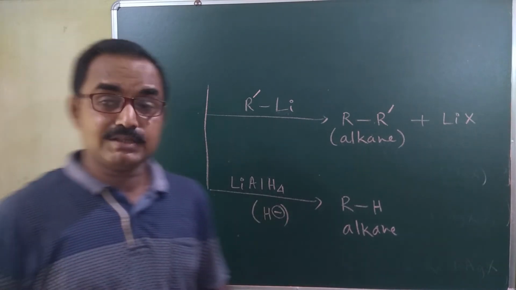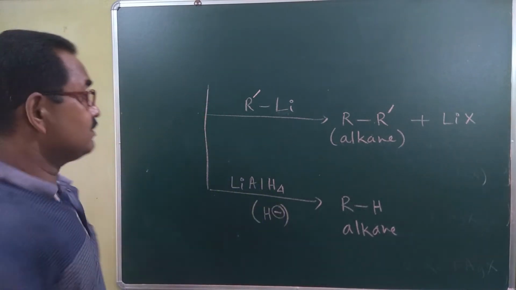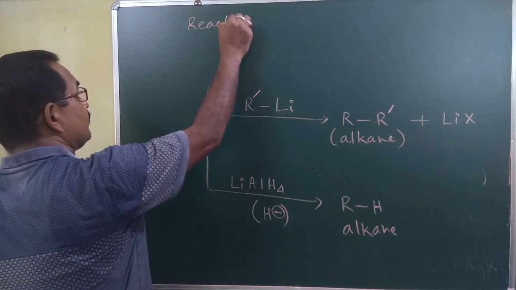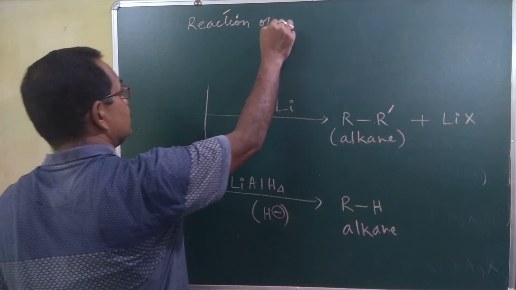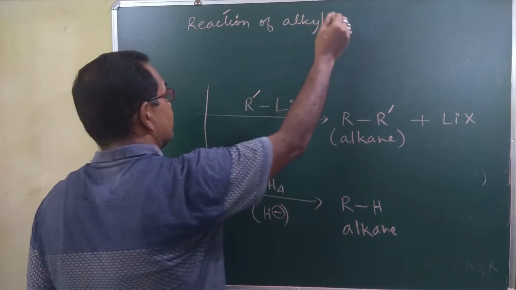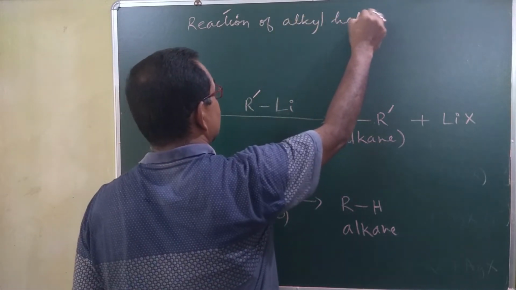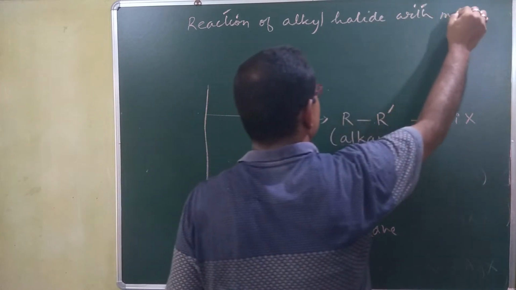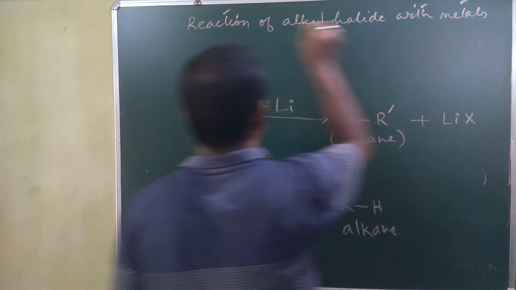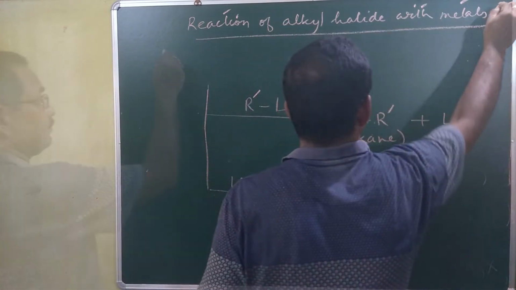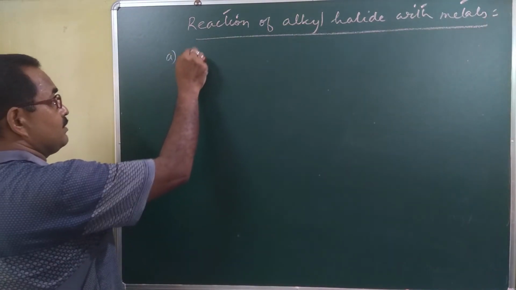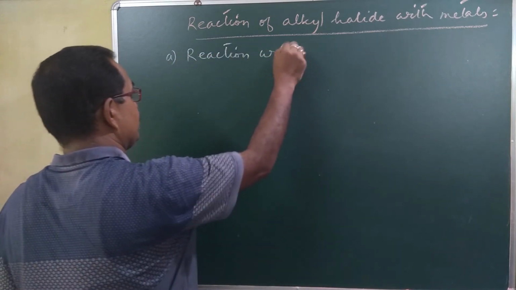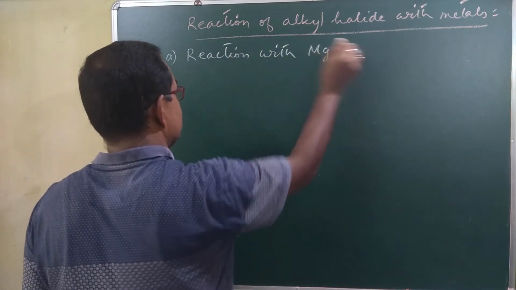We'll have the discussion of a third type of reaction of alkyl halide with metals. Number A, say, reaction with magnesium.